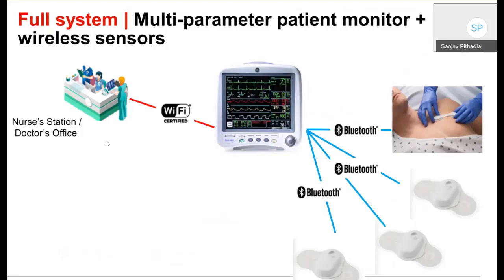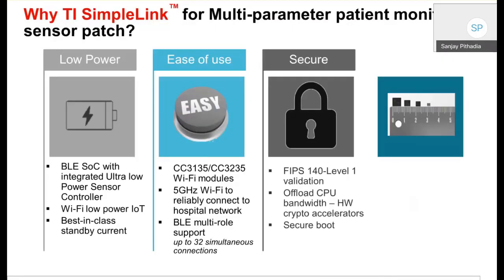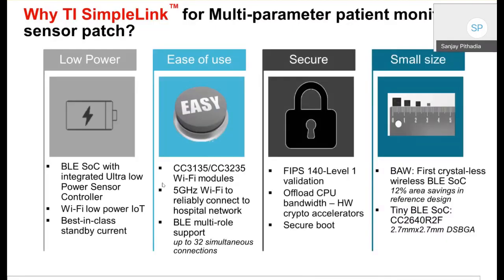And the last one is about an overall system. Let's say we have a nurse station or doctor's office and there is a patient monitor. The patient monitor can communicate with all the patches over Bluetooth, and it can process the data and also communicate with the nurse station or doctor's office through Wi-Fi. So TI has solutions for Bluetooth low energy. TI has solutions for Wi-Fi, and these are all available within different devices.